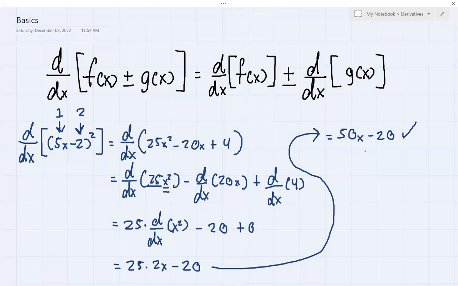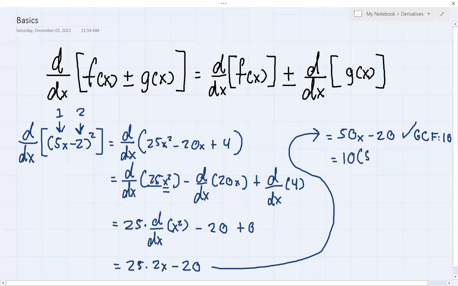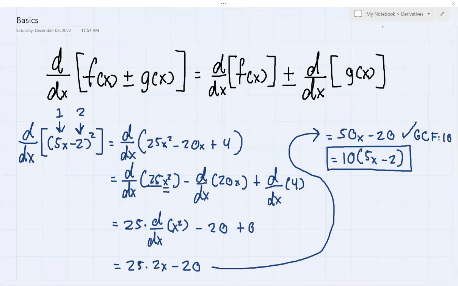So, ito, si 50x at saka si negative 20, they are both divisible by 10. Okay? Kumbaga, yung greatest common factor nilang dalawa is 10. Therefore, we can factor out 10 in this expression. So we will have 10 times quantity x minus 2. So yan na yung final sagot natin. See? It's easy.